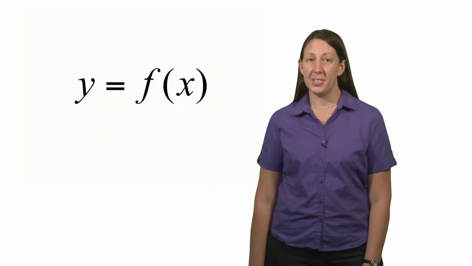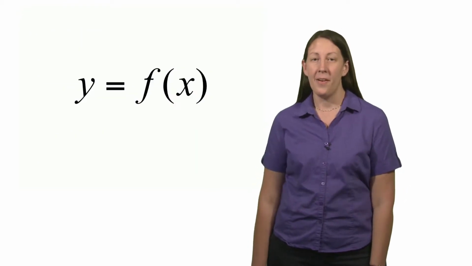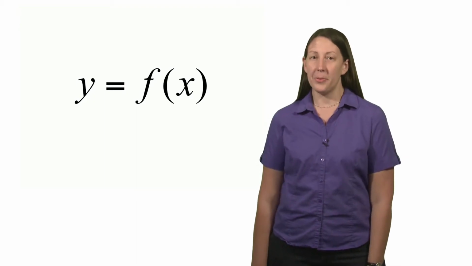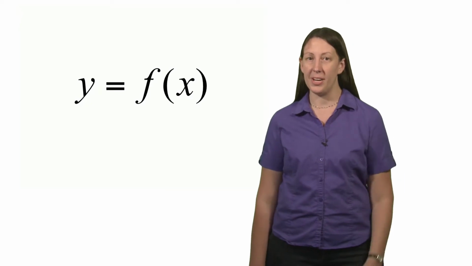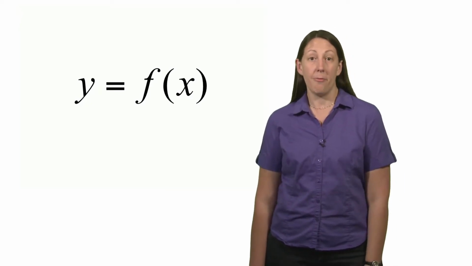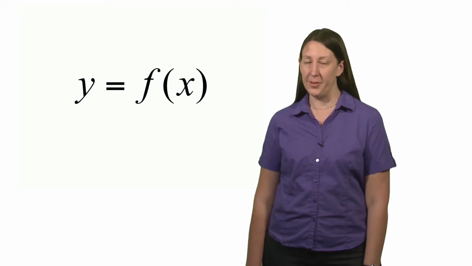We usually denote functions by y equals f of x. The way we read this is y is a function of x. In other words, we input x into a function and we get some output value y. This is what we mean by y equals f of x, or y is a function of x.